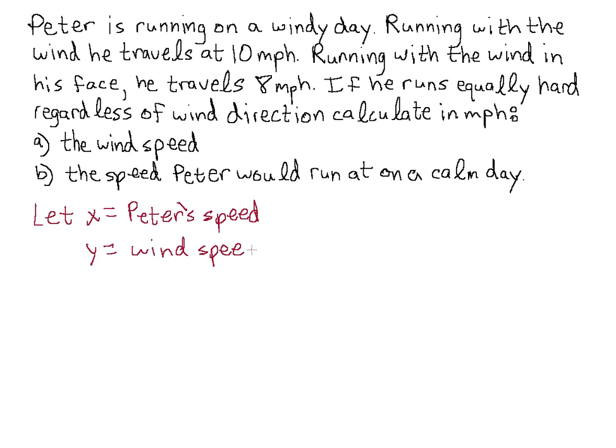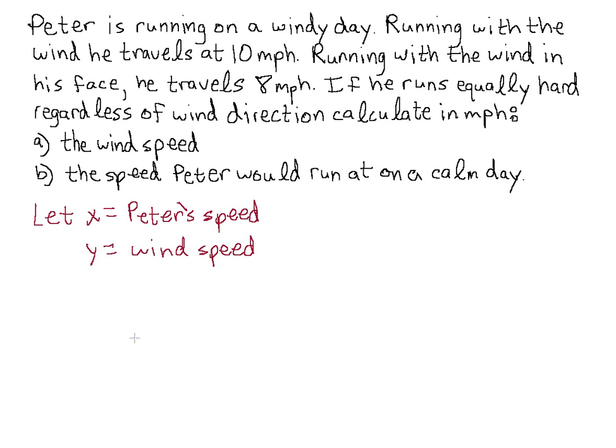And if you notice, these are the two things that we do want to find out. We want to find the speed of the wind and the speed that he actually runs regardless of wind. So if there was no wind, we want to know the true speed that Peter's running, and that's going to be x. So let's go ahead and write a couple of equations to define the situation.